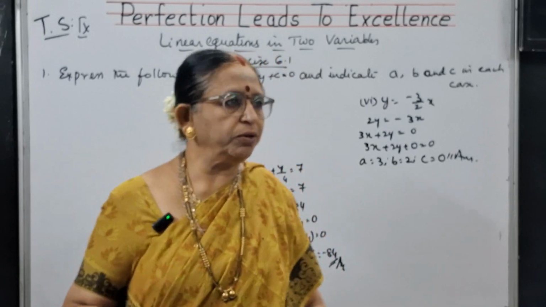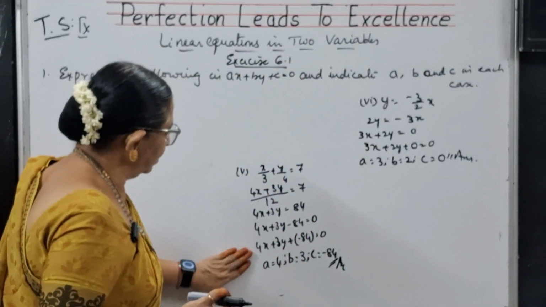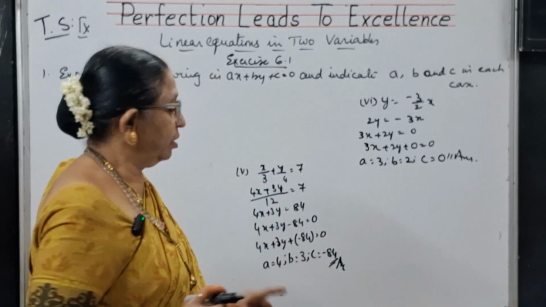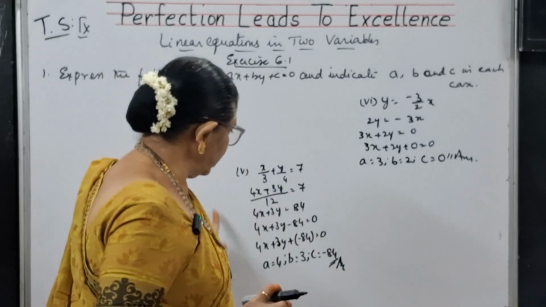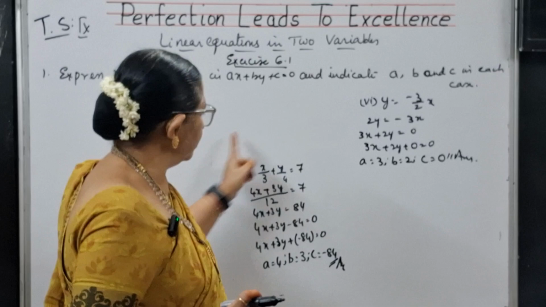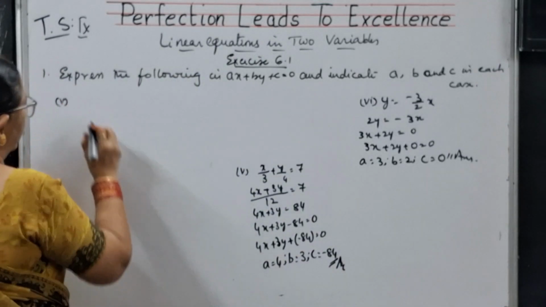Children, according to your textbook, the fifth and sixth answers are given in another way. I did it the way I did in the try these problems because even this method is not incorrect. It is not wrong, children. This way also you can do. But let me do what is there at the back of your textbook.